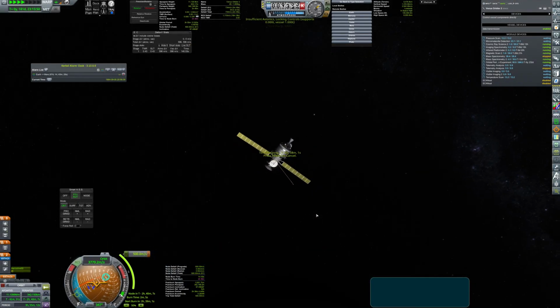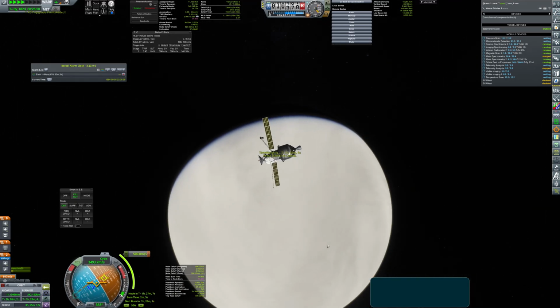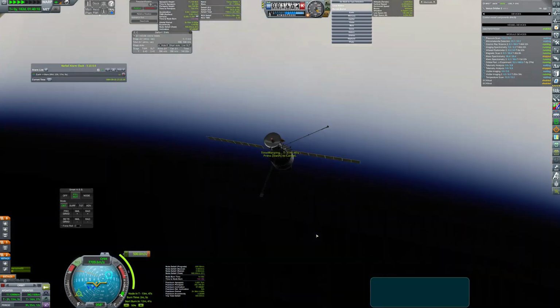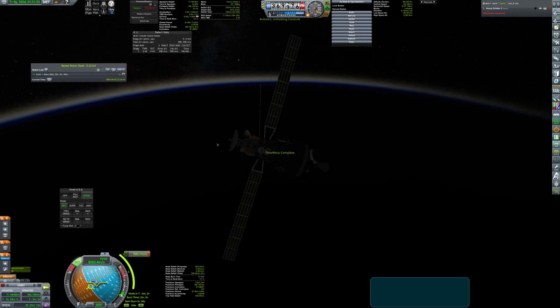Checking the fuel levels, I've decided to make another burn of 500 meters per second to lower the apoapsis even further.